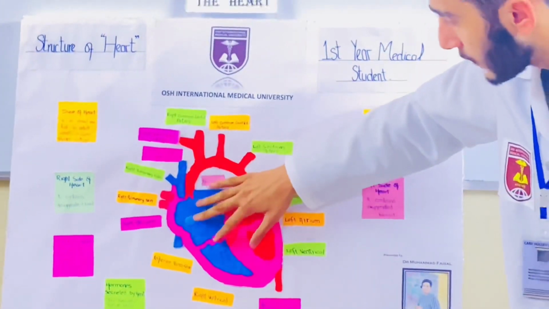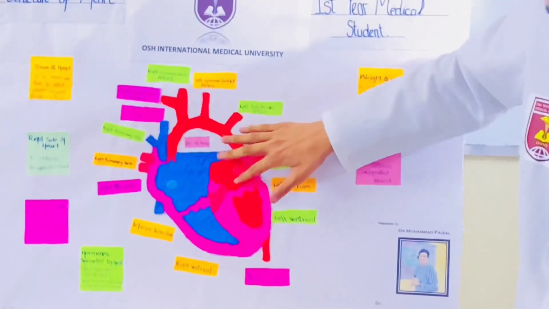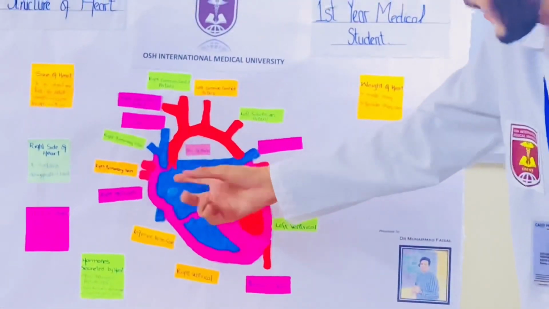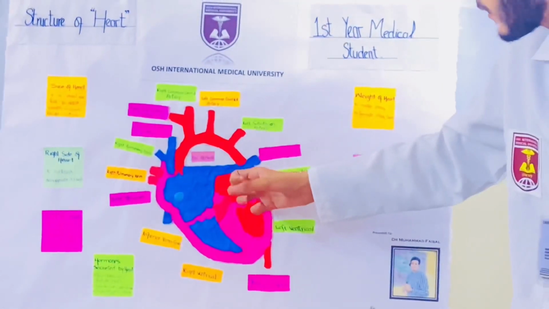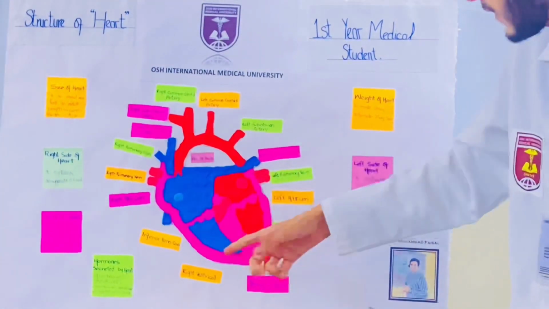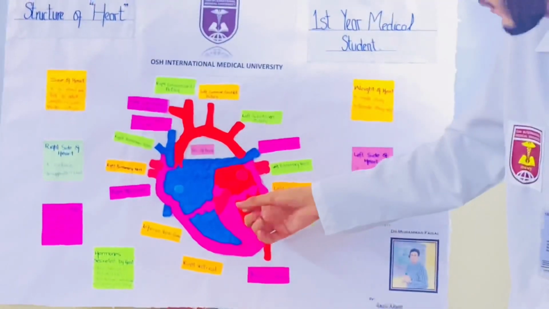These are the 4 chambers of the heart. These are the atria and these are the ventricles. Right atrium and left atrium. This is the right ventricle and the left ventricle.